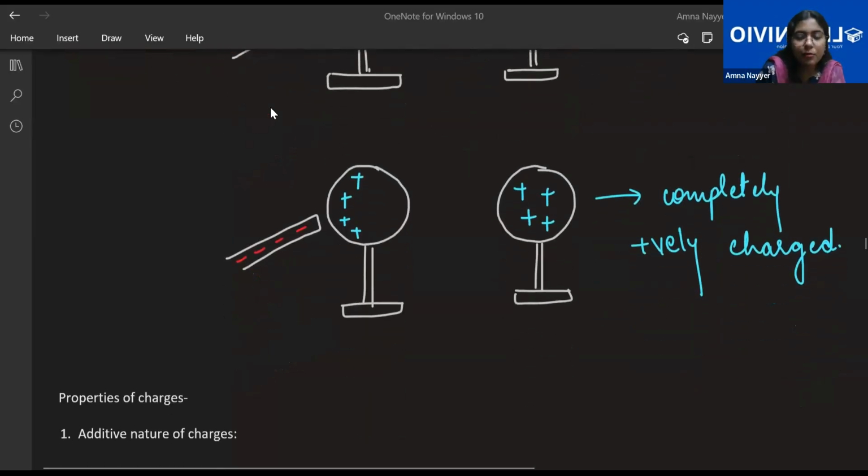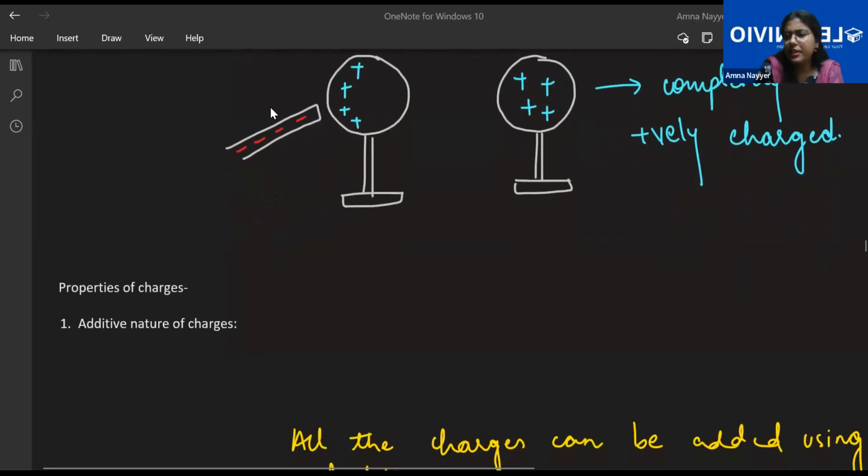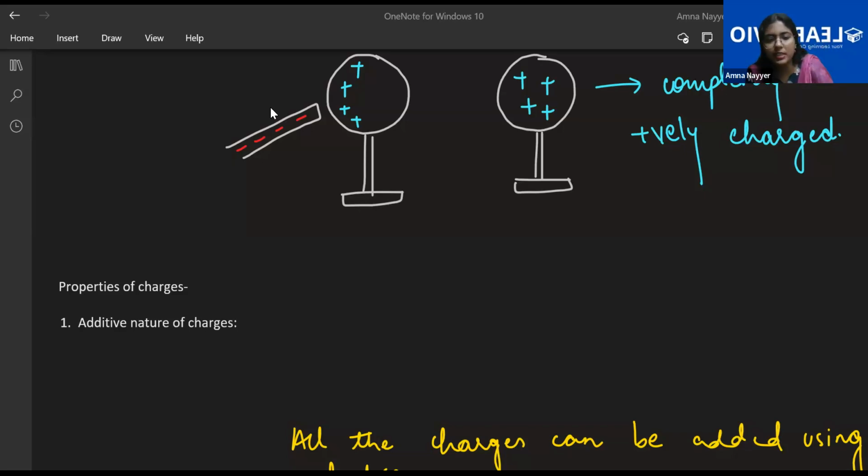Now let's come to the properties of the charges. The first property is very easy. It's the additive nature of charges. Additive nature means charges are scalar quantities, so scalar quantities can be directly added or subtracted. That is what is meant by additive nature of charges.